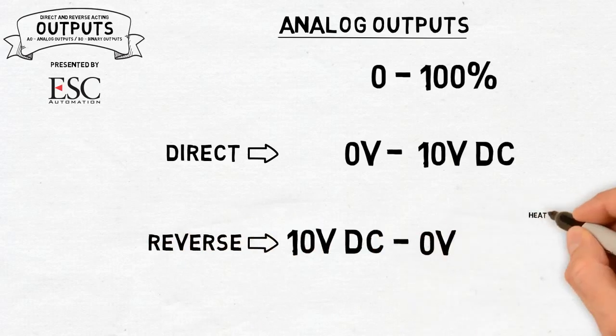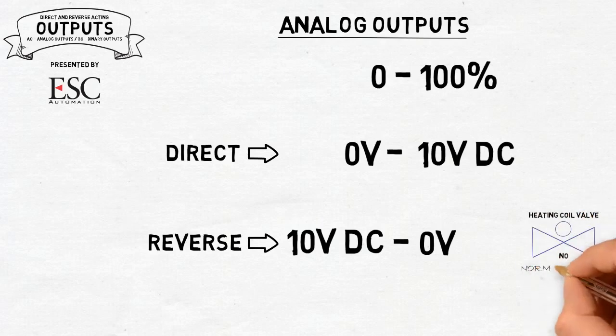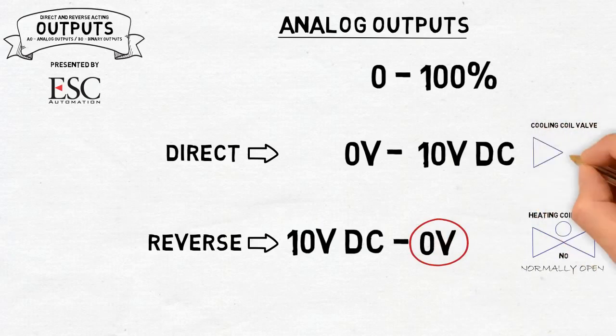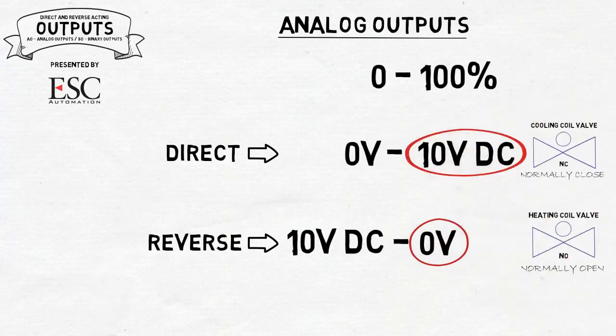If you wanted a heating valve to fail at 100% when the DDC system shuts off, you would set the heating valve to reverse acting, and at reverse acting, at 0 volts, at 100%, you would get 0 volts. A cooling coil valve, you generally want it to fail closed, so it would be direct acting, and at 100%, you get 10 volts, and when the panel shuts off, at 0%, you get 0 volts.